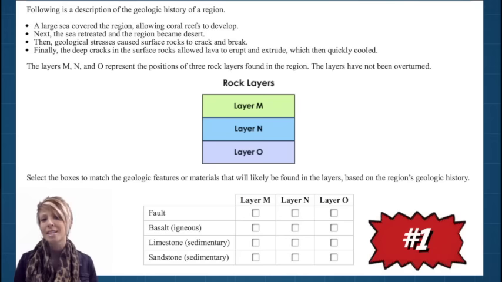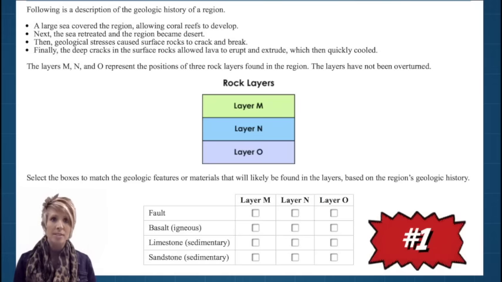So what that means is you're going to take a look at the four items that they give you. You have fault, basalt, which is a type of igneous rock. And if you remember from seventh grade science, igneous comes from volcanoes. Then you have limestone and sandstone, which are both sedimentary rocks. So what you need to figure out is which of these items would be in layer M, meaning it's the most recent, layer N, meaning it's the second time period event, or layer O, meaning it was the oldest.